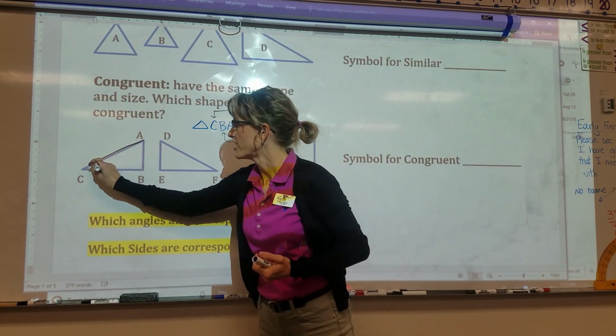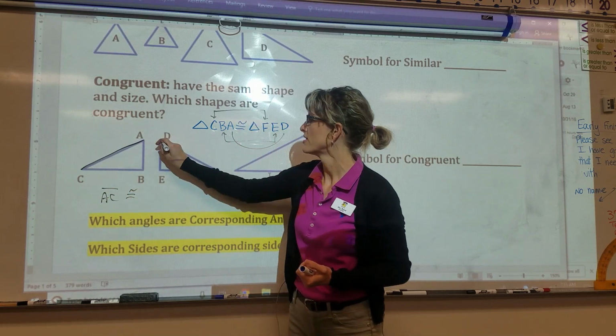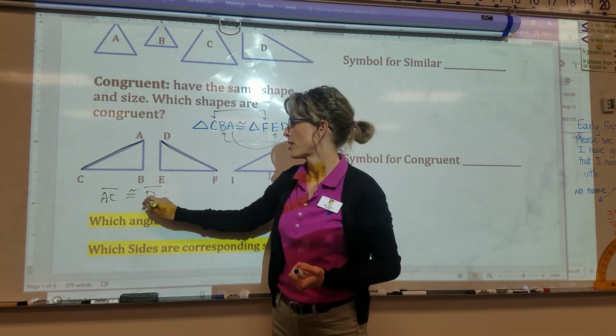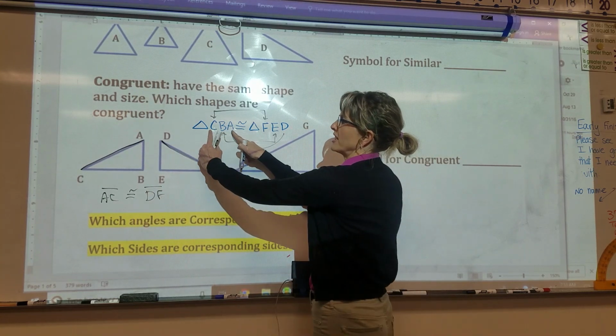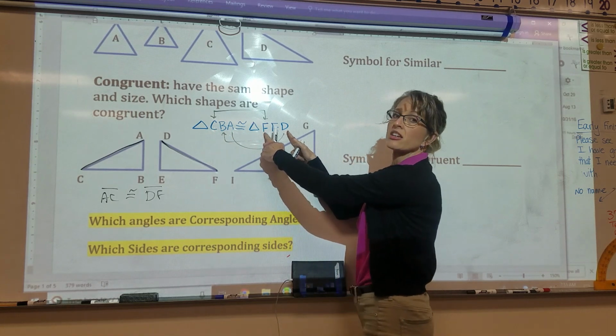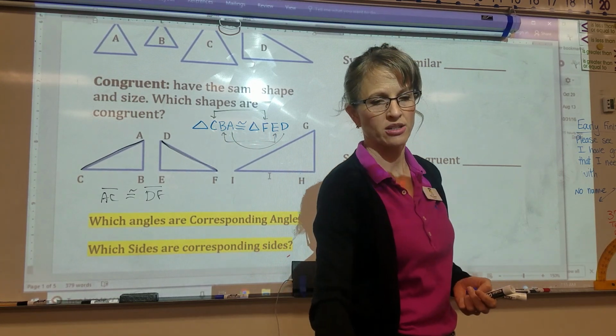So this side right here, AC, corresponds to DF. So I would write that like this. Check it. Is it written like this? AC, are they first and last? Here, are they first and last? Good. So then I wrote it in the right order. So always be careful of the order you write your letters.